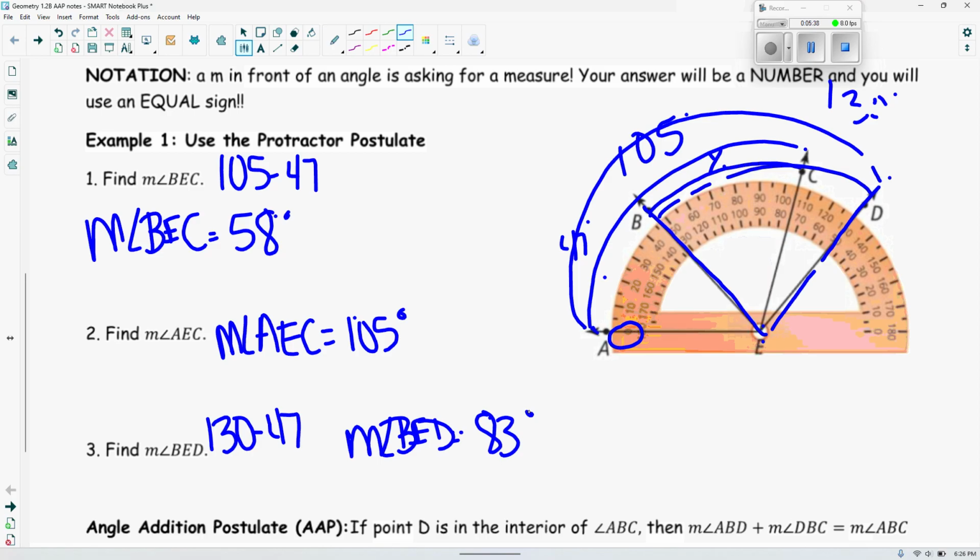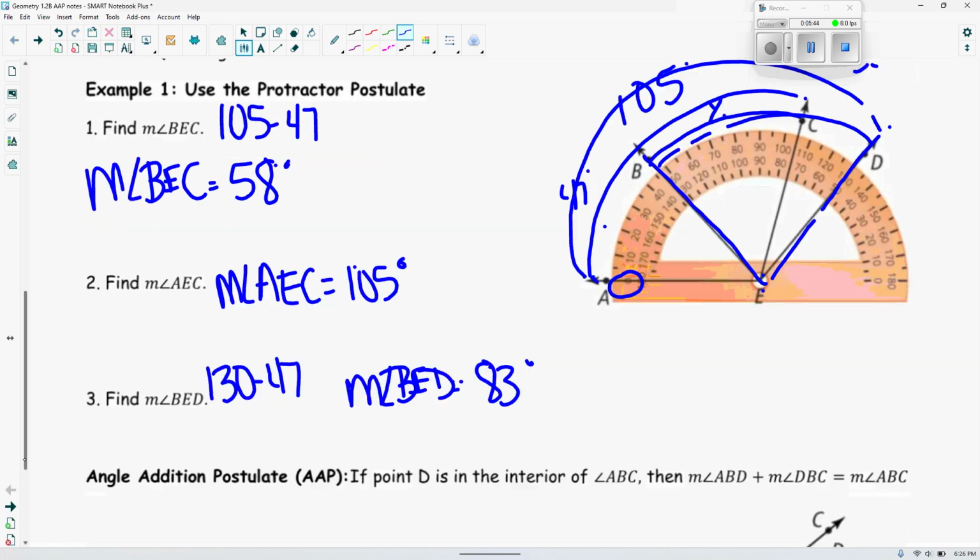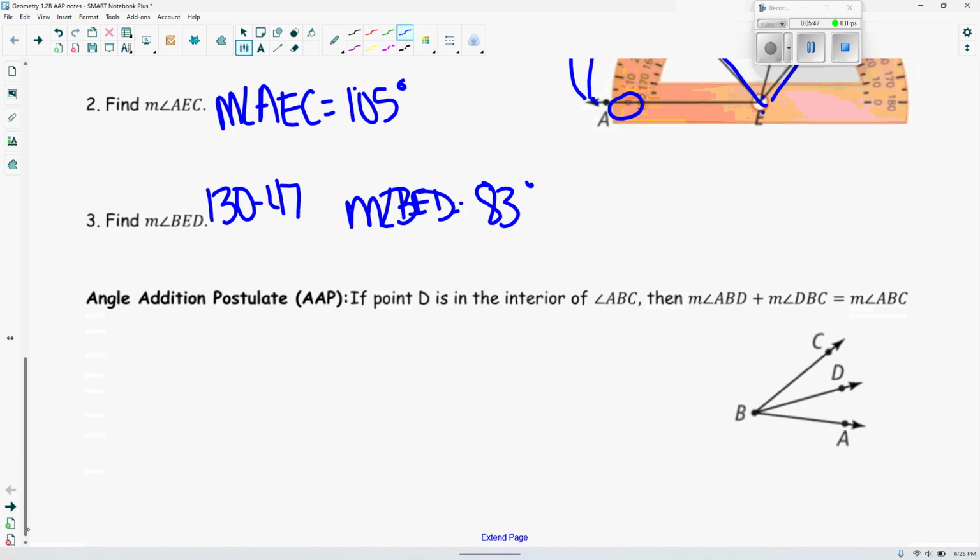And so yesterday when we were dealing with segments, we had the segment addition postulate, which was SAP. So today we have the angle addition postulate. We abbreviate it with AAP. It's very, very similar. It says if point D is in the interior of angle ABC. So here's my angle ABC, and I have D somewhere in between there.